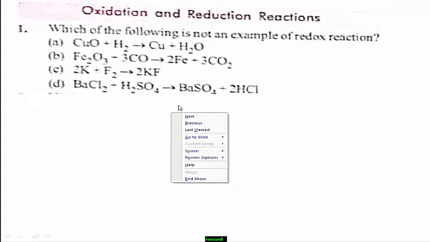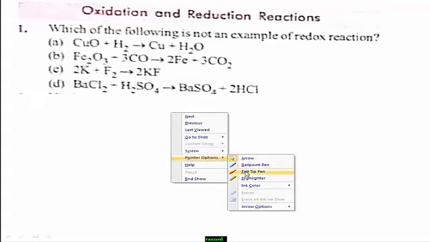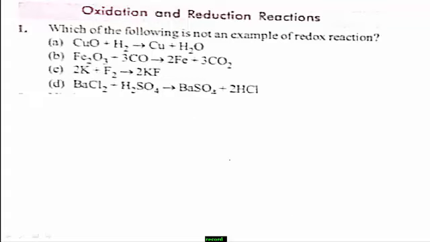Option A: CuO plus H2 gives Cu plus H2O. Option B: Fe2O3 plus 3CO gives 2Fe plus 3CO2. Option C: 2K plus F2 gives 2KF. Option D: BaCl2 plus H2SO4 gives BaSO4 and 2HCl. Which one is the right answer?